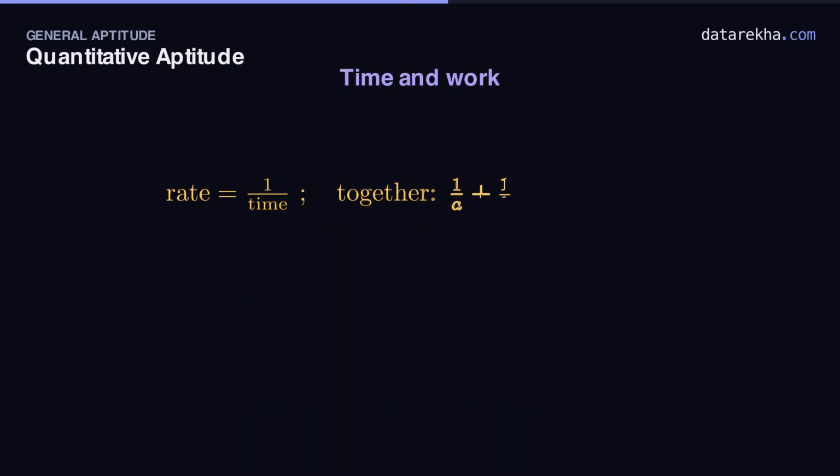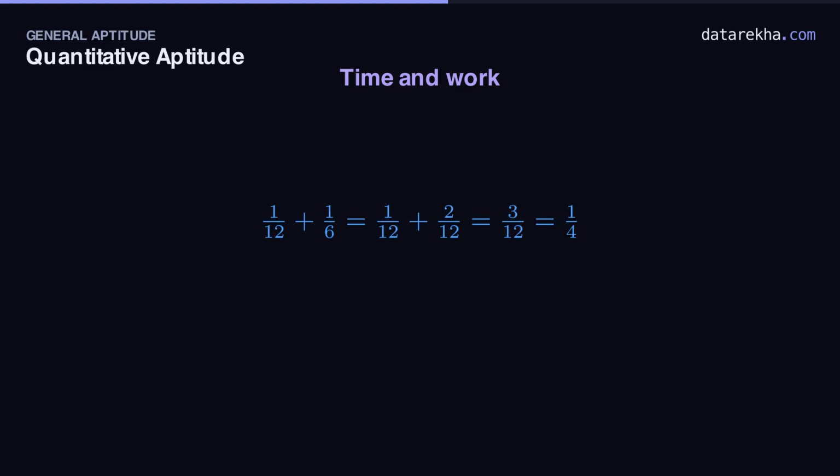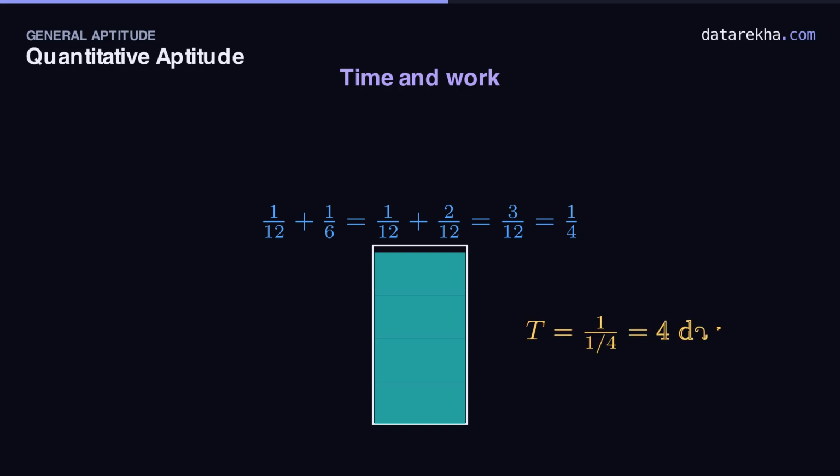Work problems become easy the moment you think in rates. Finish a job in a days, and you do 1 over a each day. Working together, rates add. The combined time is 1 over that summed rate. Take A finishing in 12 days, B in 6. Their rates are 1/12 and 1/6 of the job per day. Add them. 1/12 plus 2/12 is 3/12, a quarter of the job each day. A quarter of the job a day means the whole job in 4 days.